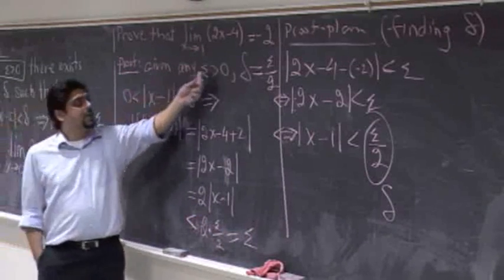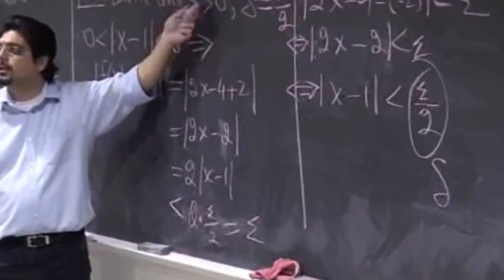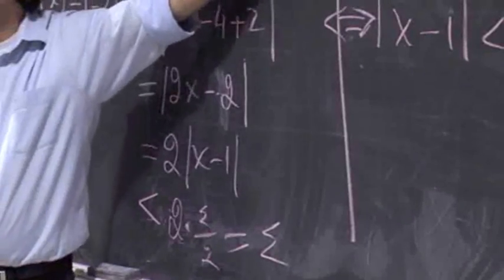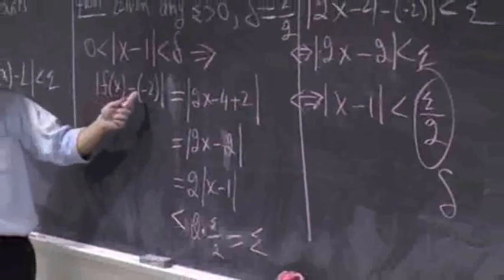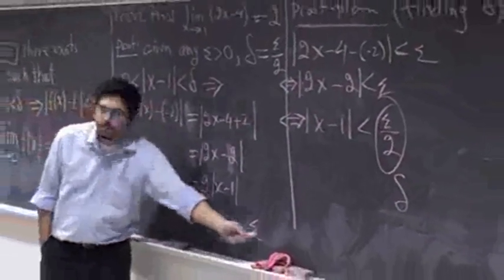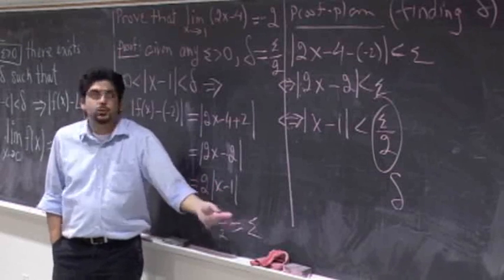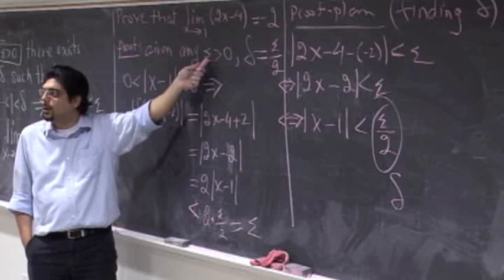So if you read this proof, what does it look like? It looks like, given any epsilon, I found the delta so that when x minus 1 is less than delta, f(x) minus L is less than epsilon. And I've done what I needed to do. And this works for any epsilon. Okay?